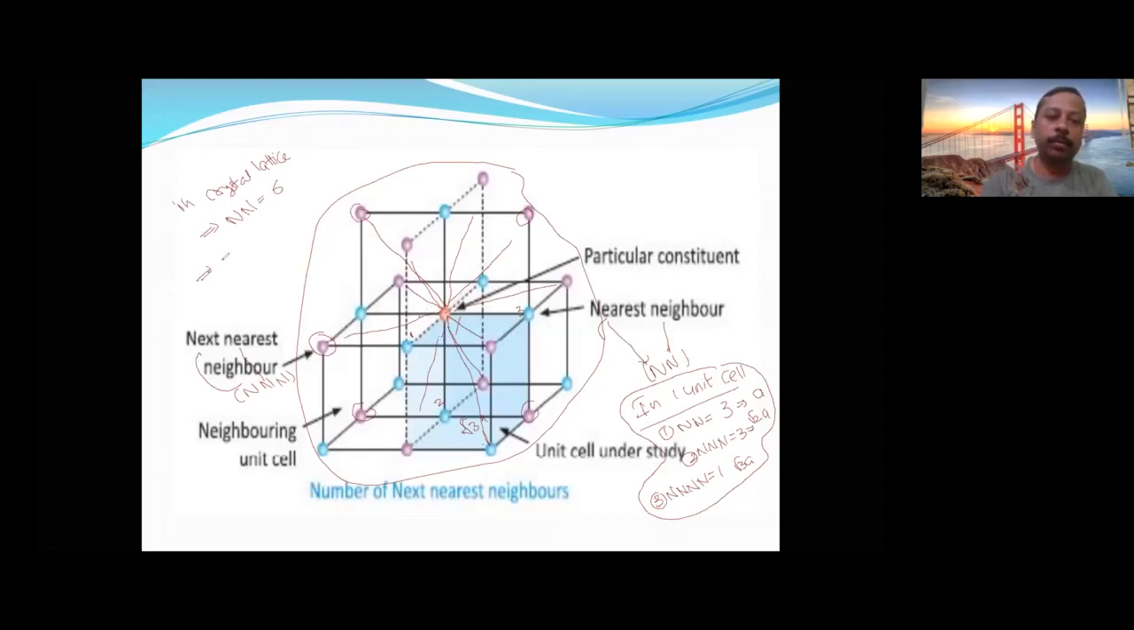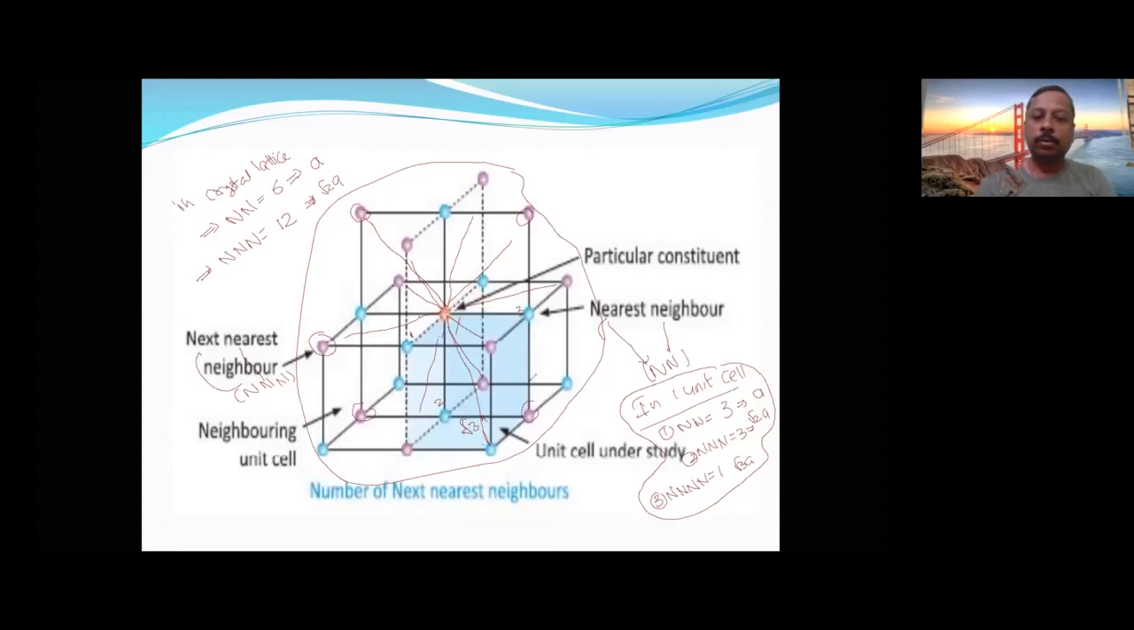Now, the next nearest neighbors. Horizontally, we are going to study this again in FCC also. See, horizontal plane 4, vertically up but perpendicular to us 4, vertically up parallel to us 4. Total will be how many? 12. But the distance is going to be the same. Here the nearest neighbor will be at a, and the next nearest neighbor will be at root 2a.